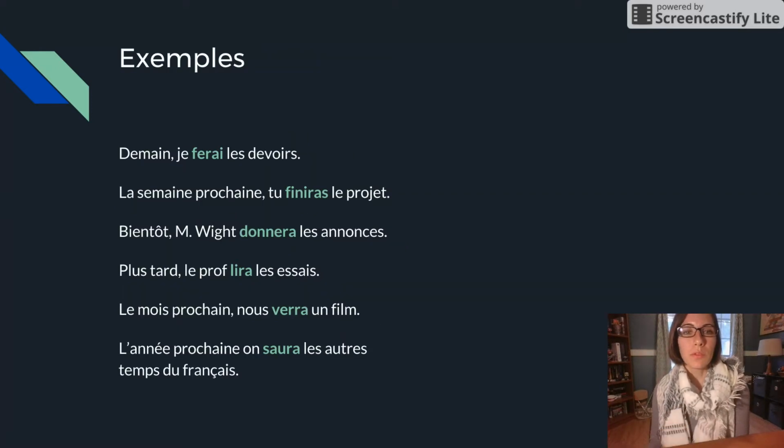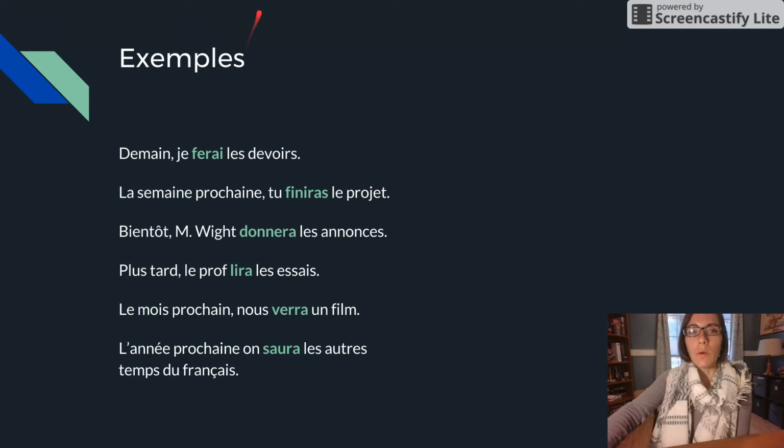Here are just some examples. Demain, je ferai les devoirs. Tomorrow, I will do the homework. We have that stem for faire. La semaine prochaine, tu finiras le projet. You see, finir, that infinitive is the stem. And then we added our ending according to tu.